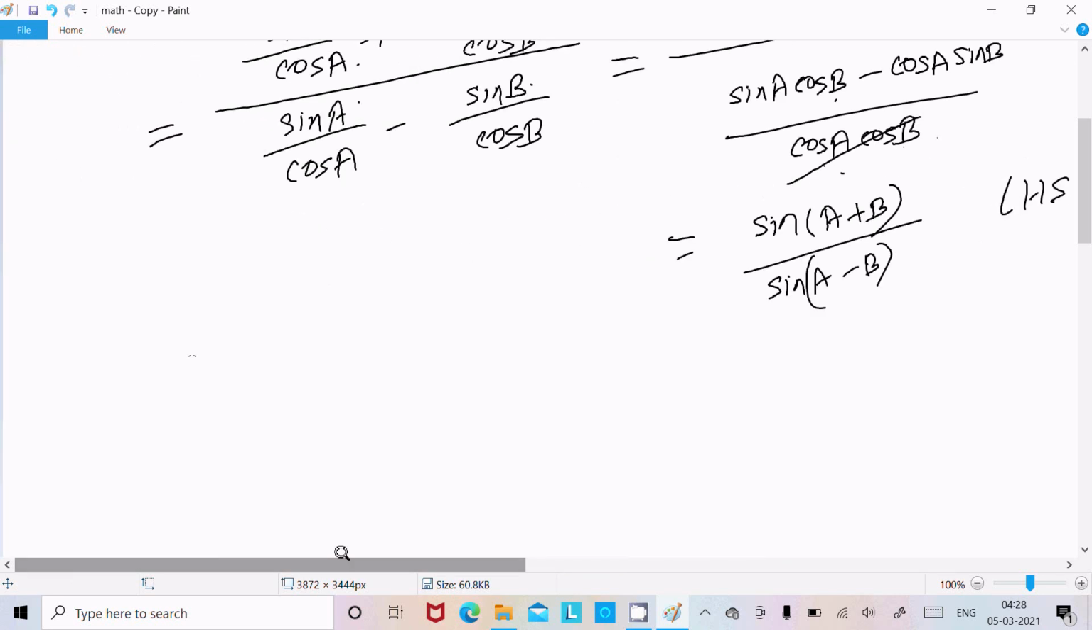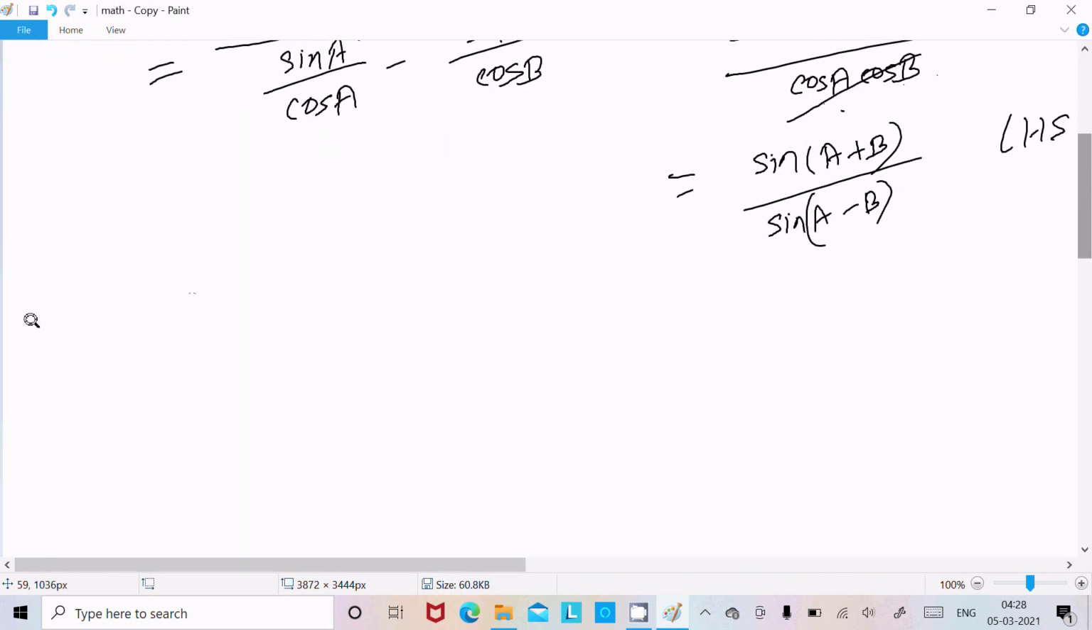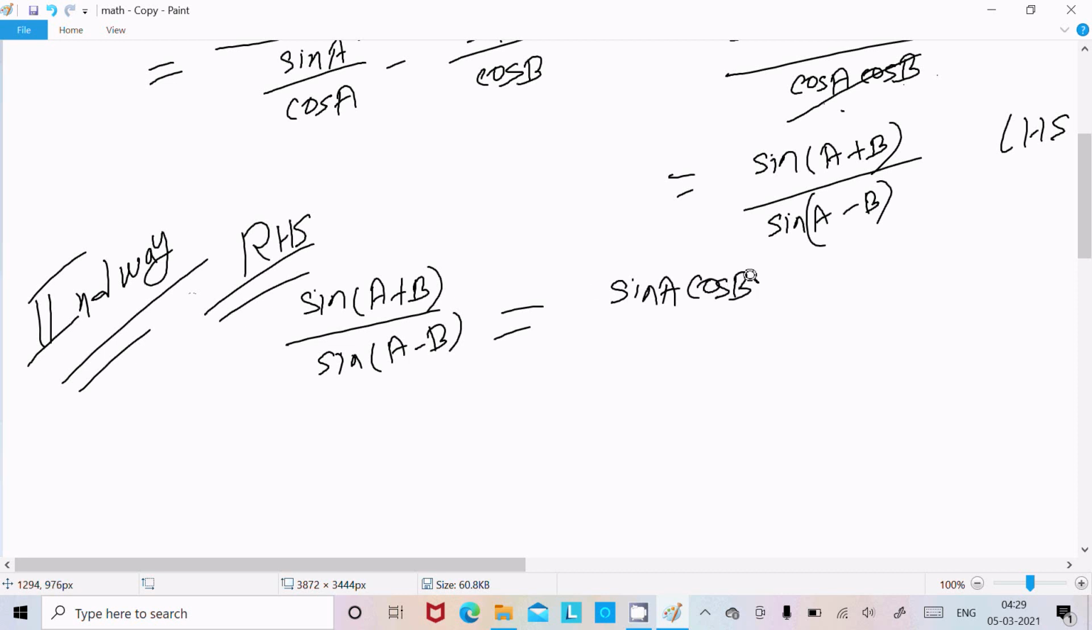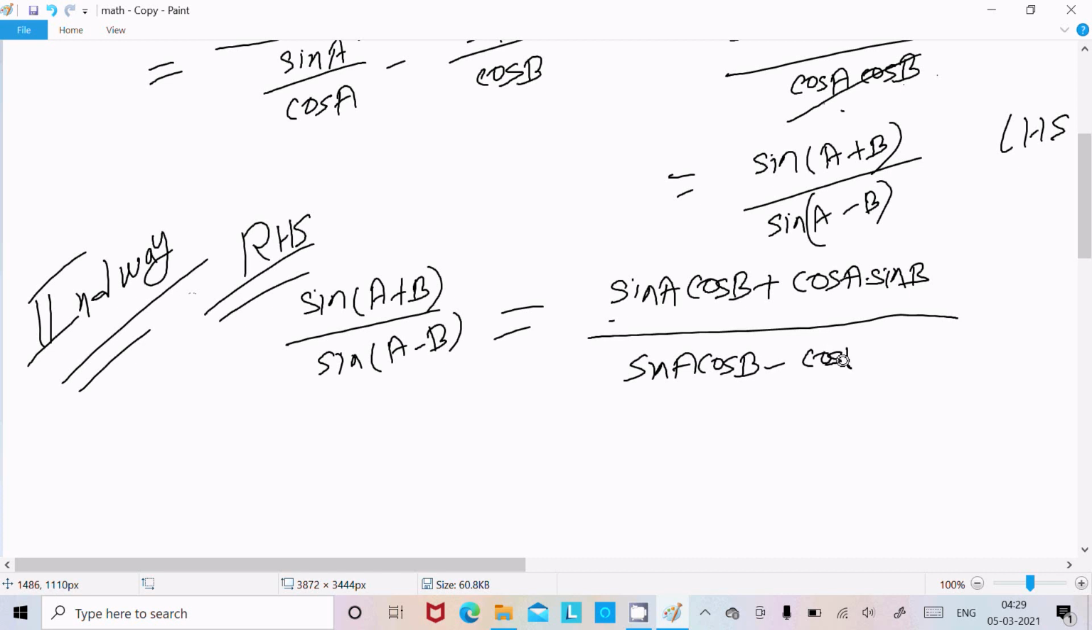Now you can also take the RHS to solve it. So, the second way, taking the RHS. This is the term on the right hand side. Break it using the sin(A plus B) formula: sin A into cos B plus cos A into sin B. And sin(A minus B): sin A into cos B minus cos A into sin B.